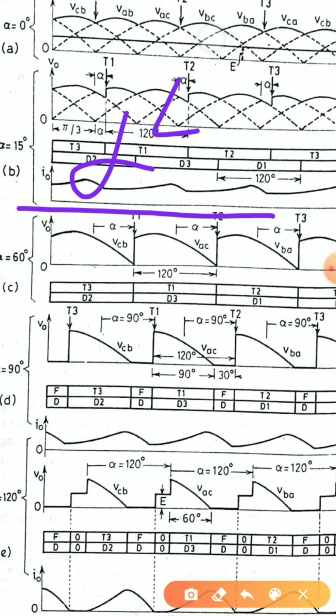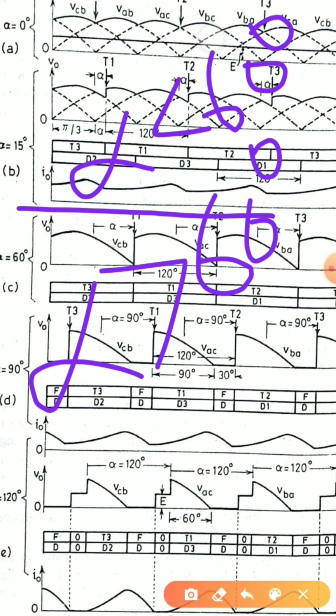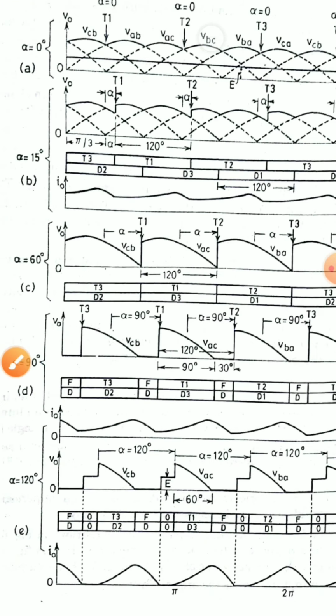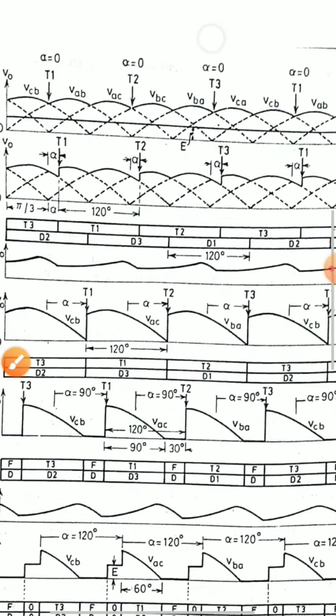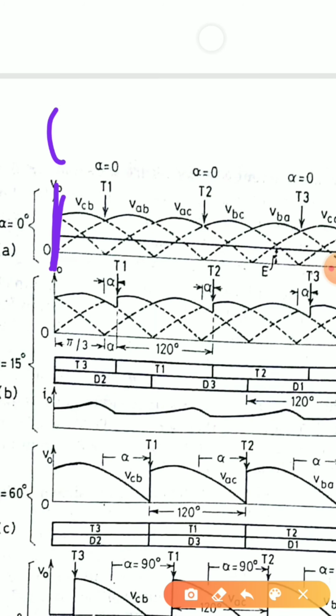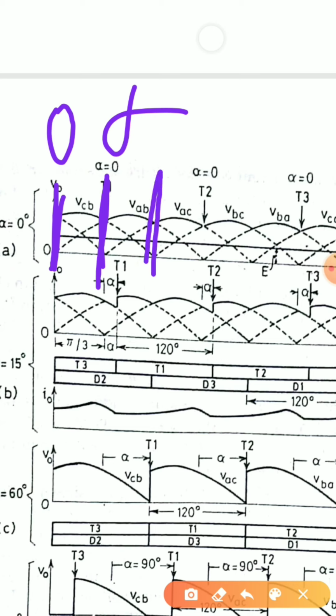That is if alpha is less than 60 degree. Now if alpha is becoming greater than or equal to 60 degree, that is the second case that we are considering. Let us consider when alpha is 60 degree. Here we can see that this is my 0, 60 is here. At 60 I am giving my firing pulse, so T1 will fire at this point.